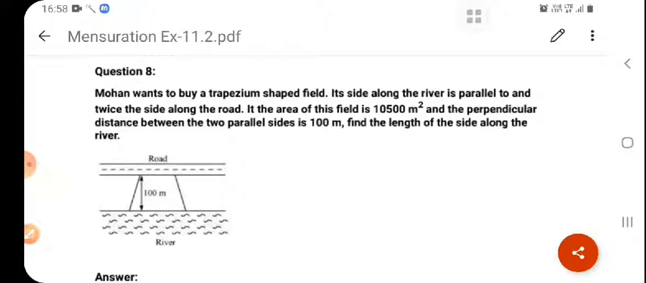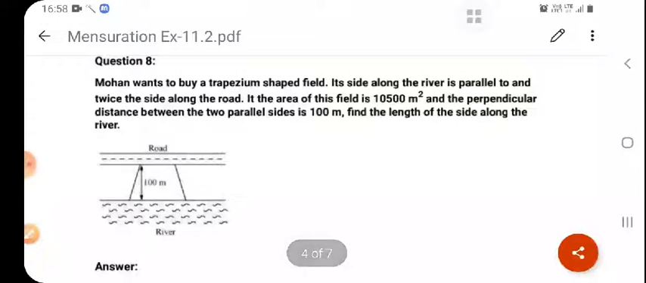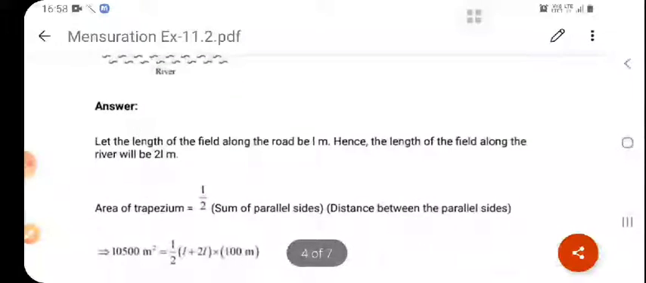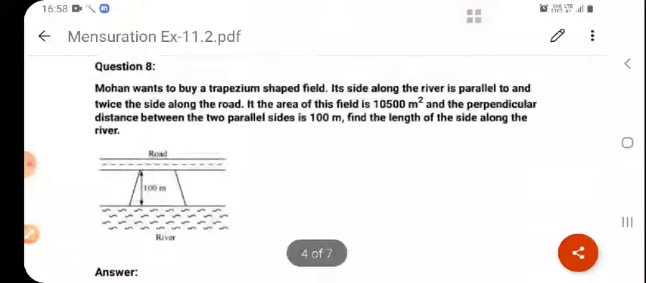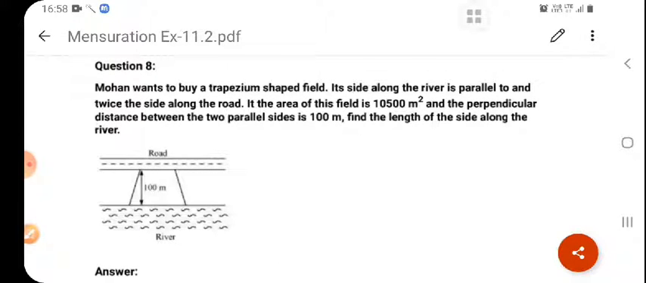So it is a form of trapezium. The perpendicular distance is 100 meter and the area is given. So we have to find the length of the side along the river. We'll use the area of trapezium. Assume one parallel side is L meter, the other parallel side will be 2L, because its side over the river is parallel to and twice the side along the road.